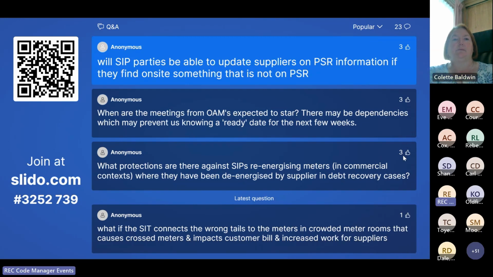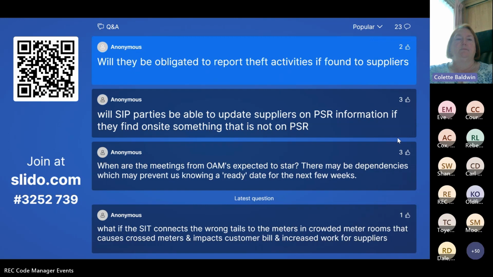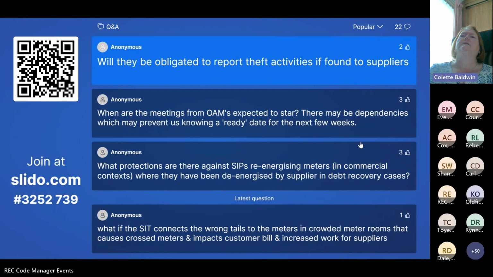Thank you. A related question, it's not at the top of the list, but I think it overlaps somewhat. Is the SIP obligated to report theft activities if found to suppliers? It's covered in the solution. I believe it's the D135 flow. If for whatever reason they're not clear on which supplier is the relevant supplier for the property, then they report it to the UK RPA. But absolutely always they should report any suggestion of theft to the supplier.